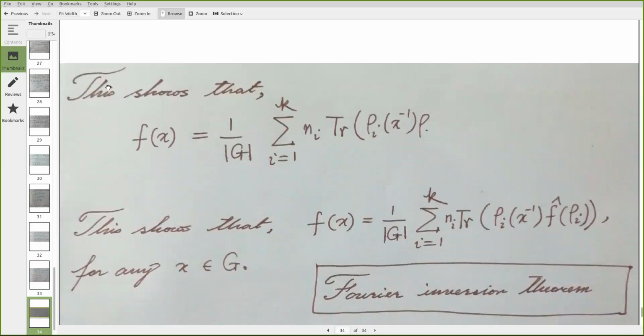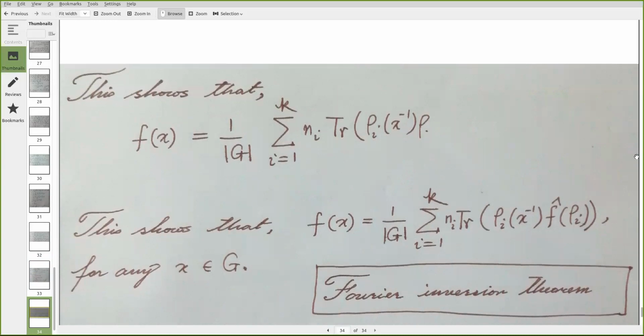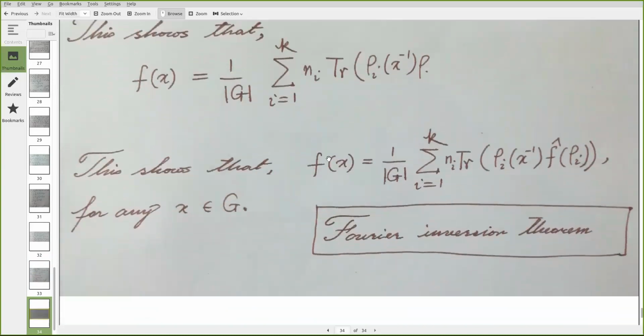Again, you should ignore this line. The correct thing is written here. I will remove that when I update and upload the PDF. So this is what we get for any x in G, which shows how to recapture f from its Fourier transform. And this is known as the Fourier inversion theorem.